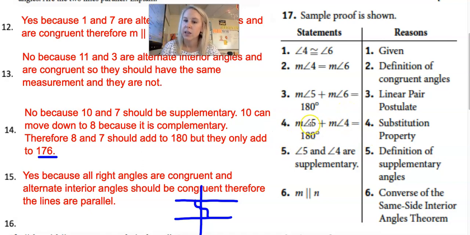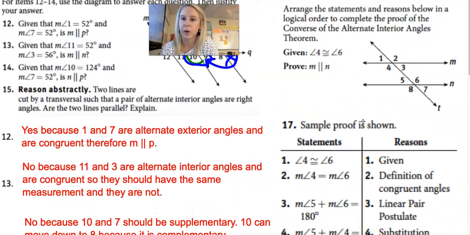Number 4, if they are equal to 180, I know they're supplementary because that's the definition of supplementary. And then last but not least, that would be the same side interior angles theorem because 4 and 5 are same side interior angles. It's the converse because I proved parallel. Okay? Let me know if you have any questions on the proof part.